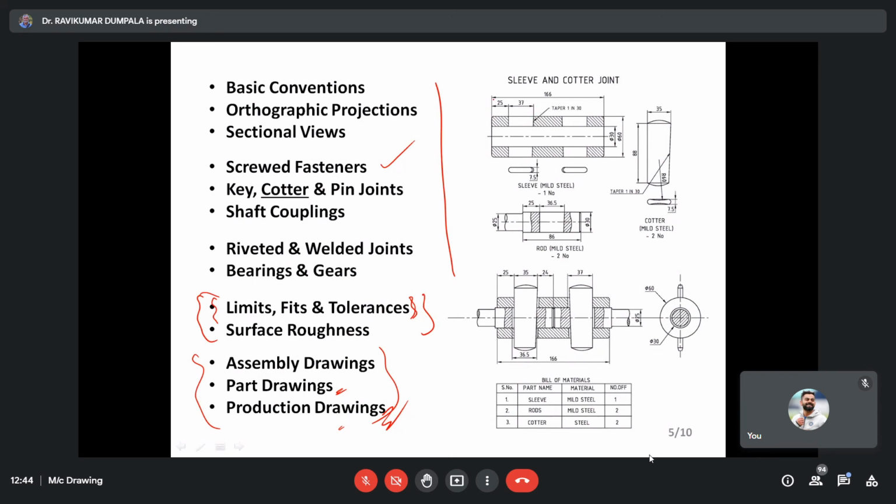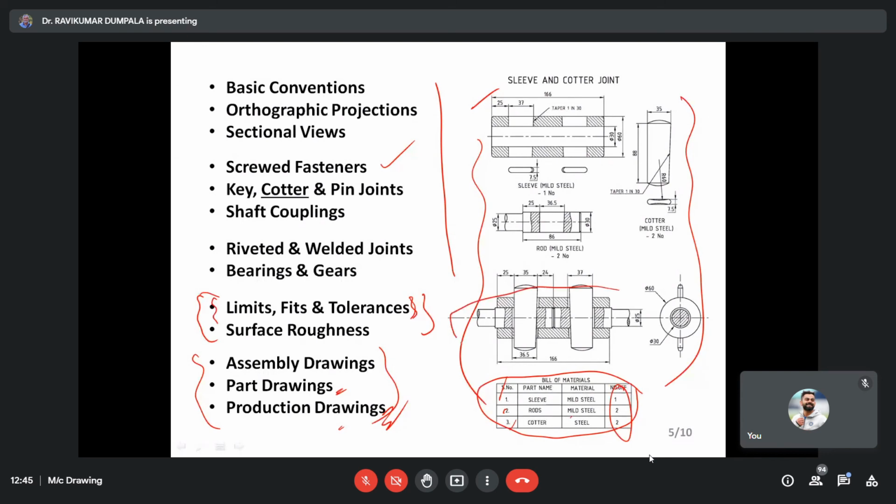So don't see this side. These are the typical drawings which you are going to draw. Just for that I have shown. Otherwise we are going to see those things again at a later stage. When you put the assembly, you're going to draw this bill of materials. Bill of materials means part 1, part 2, part 3, whatever parts you have, and how many parts you have.